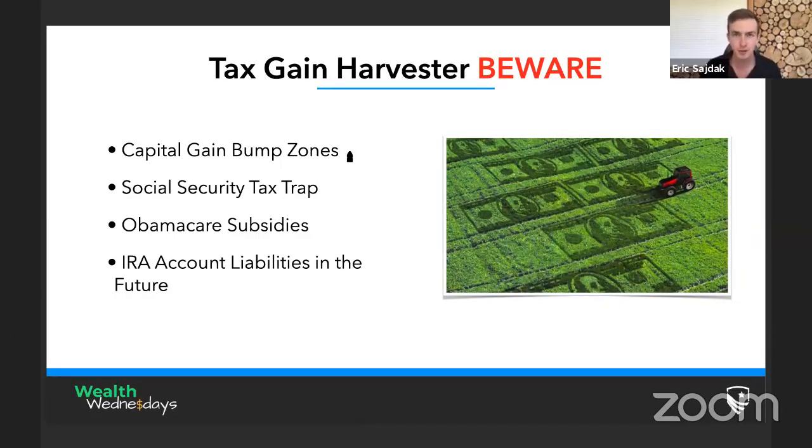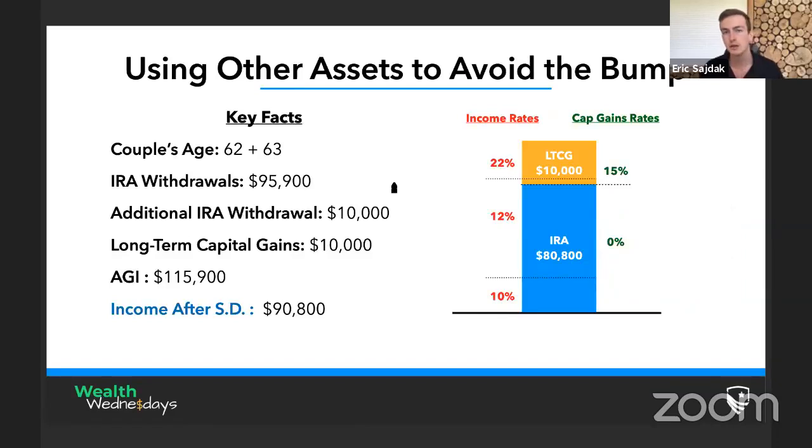If you miscalculate and you realize, let's say, $5,000 too much in gains, well, you've just forced yourself into this bump zone by $5,000. So be aware as you're tax gain harvesting. And what are some other ways you can use to avoid this bump zone?